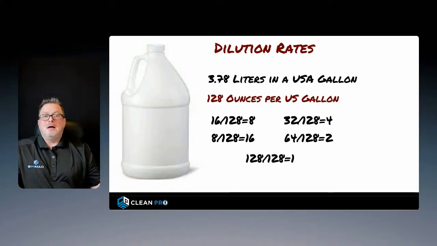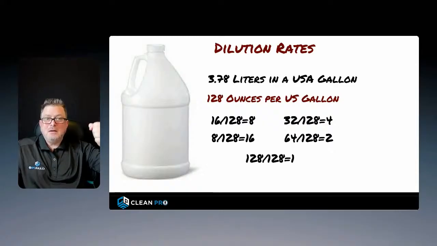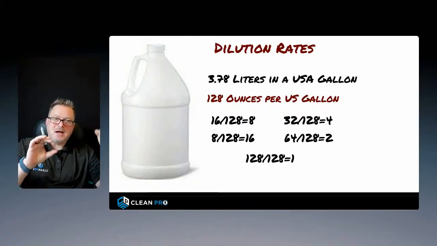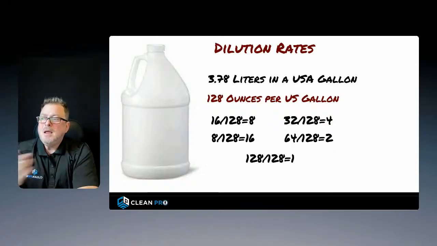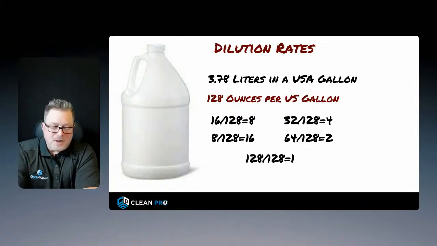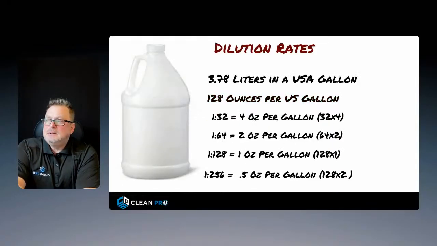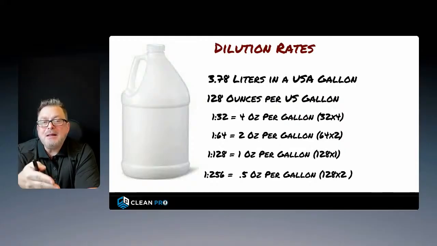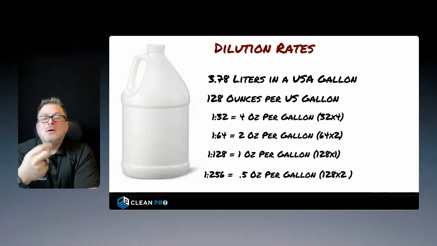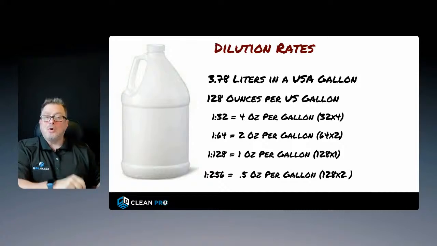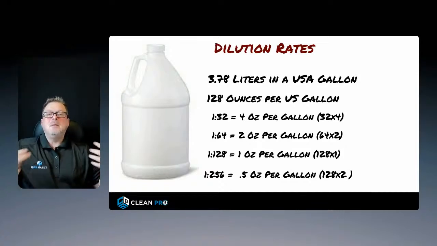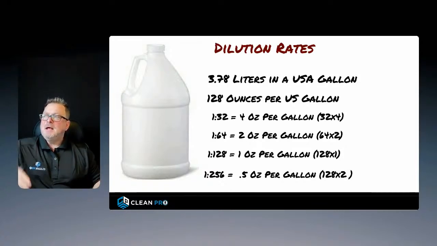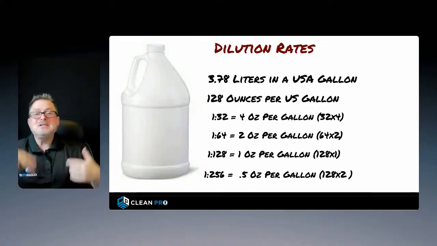So in a jug, in a gallon, it'll be 4 ounces of chemical into that 128 ounces. And so you get the math there. And 1 to 256 simply means that it's 128 times 2 is 256. So a half ounce per gallon is half an ounce per 128 ounces. It makes a dilution rate of 1 to 256. So if you just understand this, this is going to really help you.